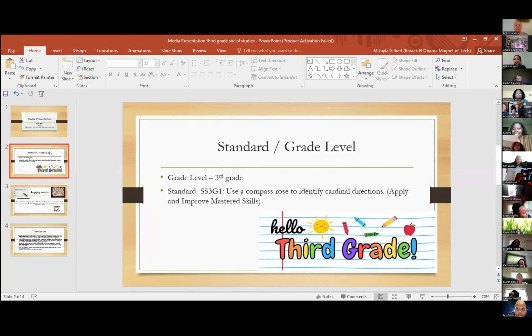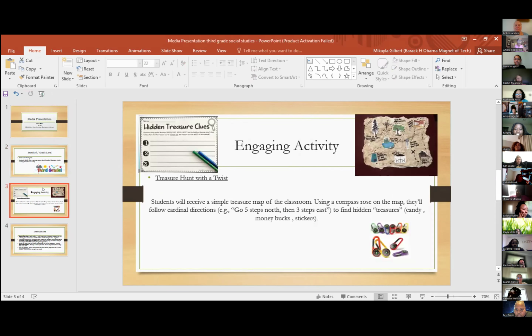Sorry. I did a standard for third grade: use a compass rose to identify cardinal directions. The engaging activity would be students will receive a treasure map of the classroom using a compass rose to follow the directions. Go 5 steps north and 3 steps east to find different treasures.